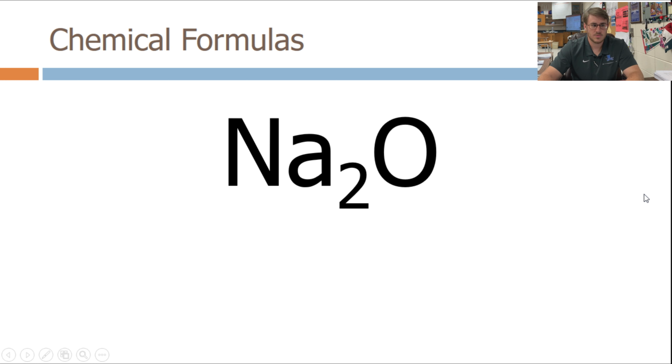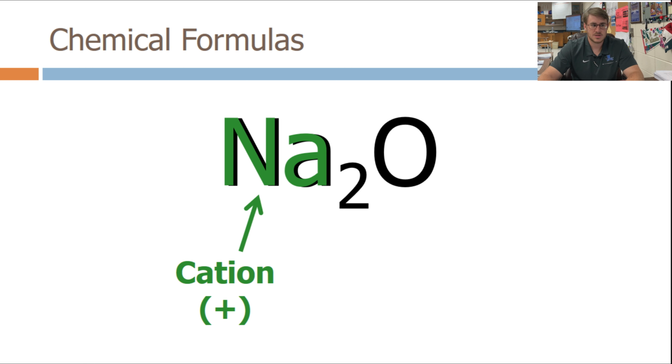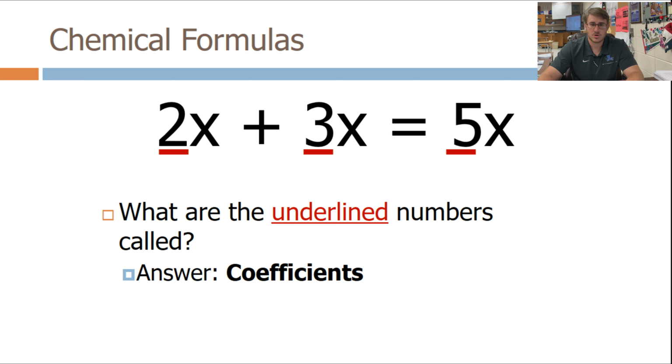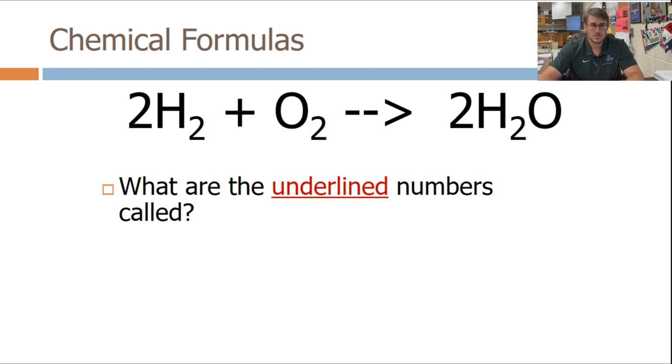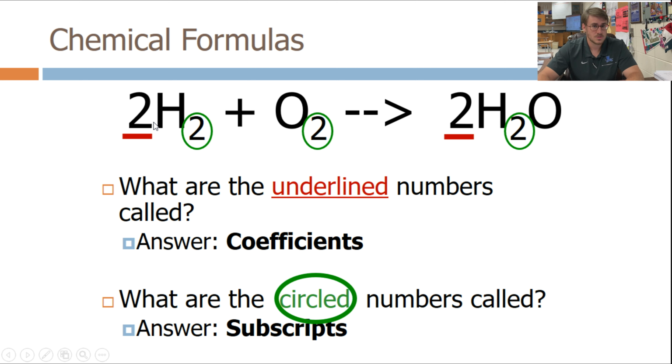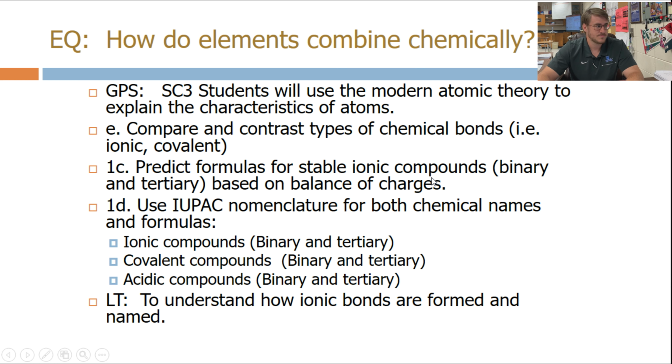Practices the formulaic rules. Points out some key details like this is the cation, the anion, and the subscript. Remember, from math, underlined numbers are called coefficients. In chemistry, those underlined numbers are still coefficients, but the circled numbers are now subscripts, and they tell you more about the numbers. This means there are two hydrogens, and there are 2 in this compound, H2, and there are 2 H2 compounds. So in total, that would be 4 hydrogens. But understand, the 2 coefficient says how many compounds there are. The 2 subscript says how many H's are in the compound itself.